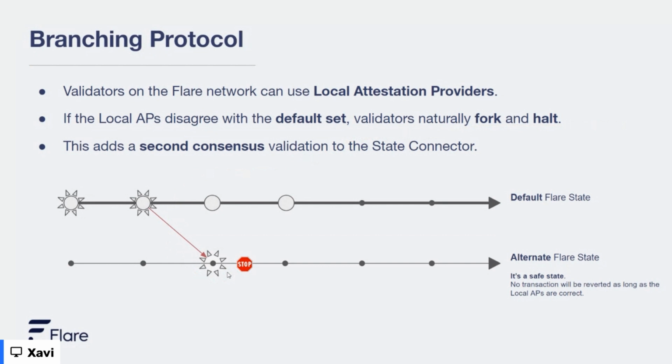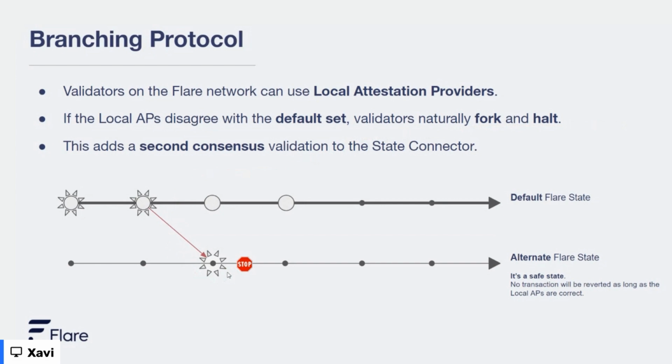So no matter if your attestation provider was wrong or the default set was wrong, you can be sure that your validator node won't take any action unless there's full agreement between all the involved parties. And if you are running a DApp and you are relying on your own validator node using attestation providers that you trust, this adds a lot of added security.